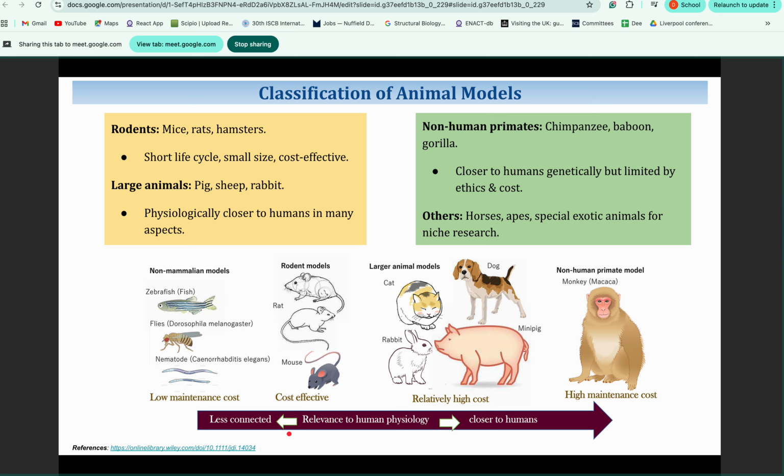Okay, so as I discussed, we need to make a trade-off. There are certain animals which are easy to maintain but lack similarity to humans. They are not very close to humans. On the other end, we have the animals which are close to humans but are relatively high cost and high maintenance. So we select among both of them those organisms which can serve the purpose.